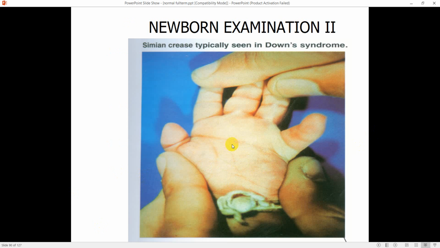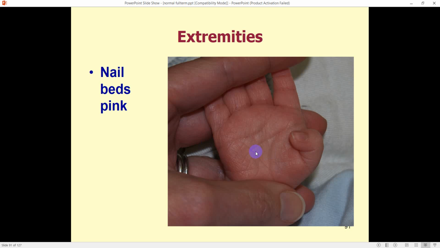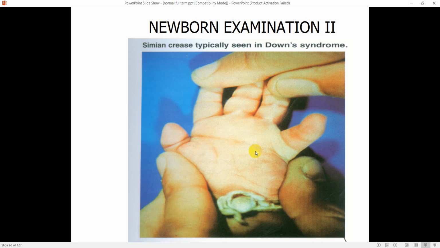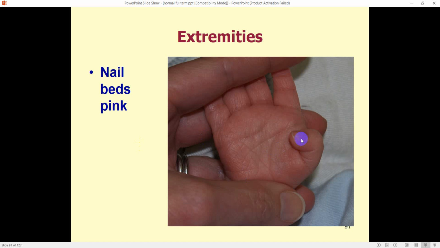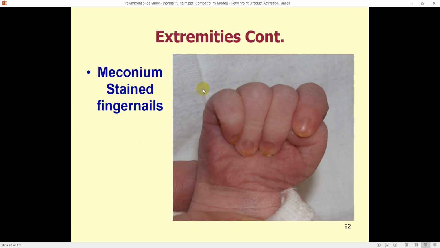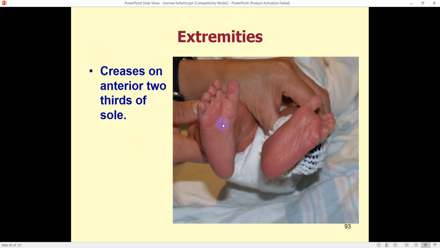This is called simian crease, single crease. This may occur in Down syndrome. We examine the nails also. These nails are meconium stained. The fingernails are stained with meconium. We need to examine the feet. In a full-term baby, the creases reach to the end of the foot, while in preterm, the creases are deficient.